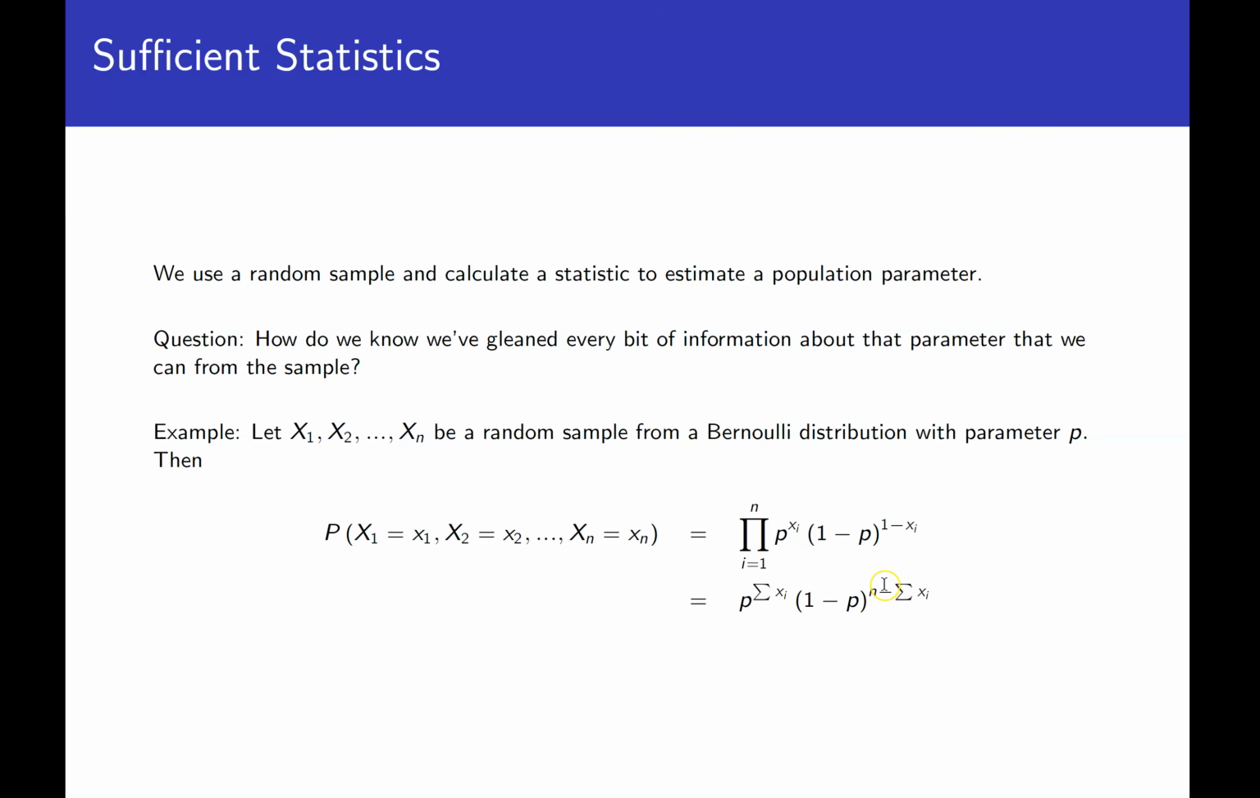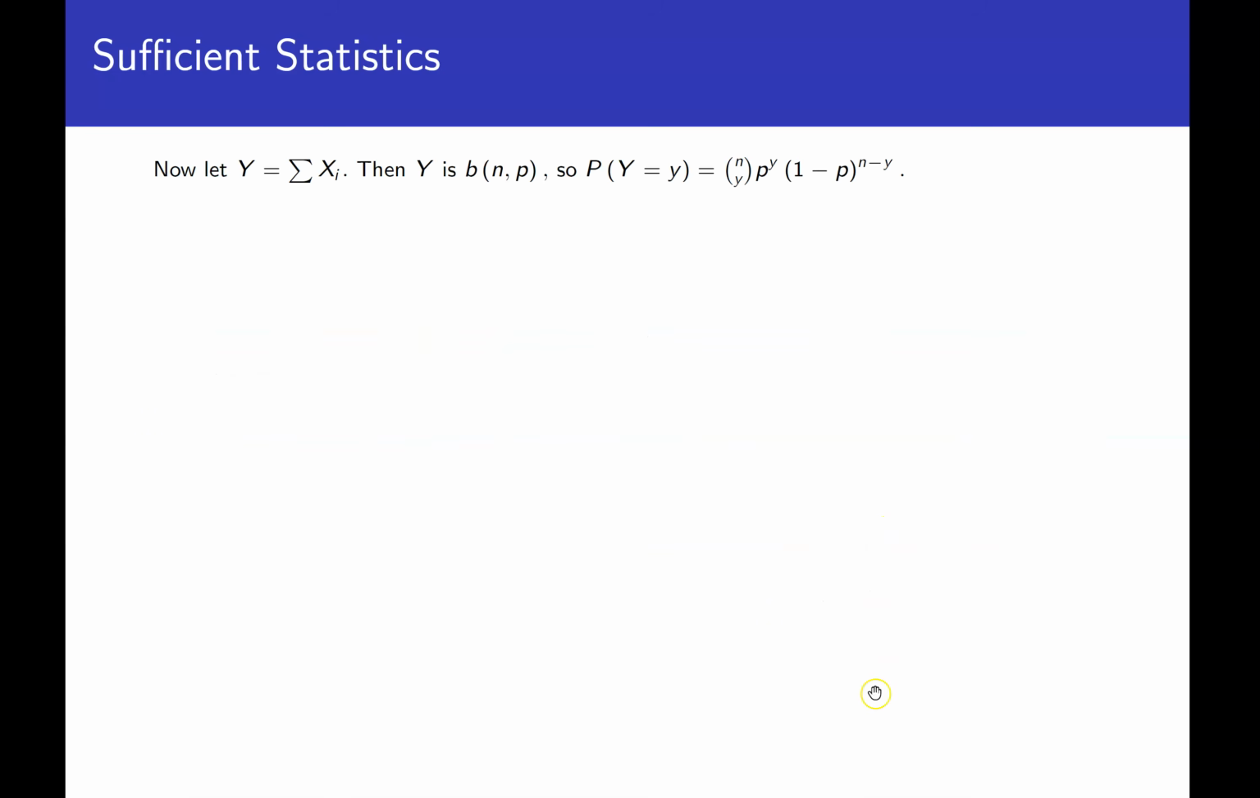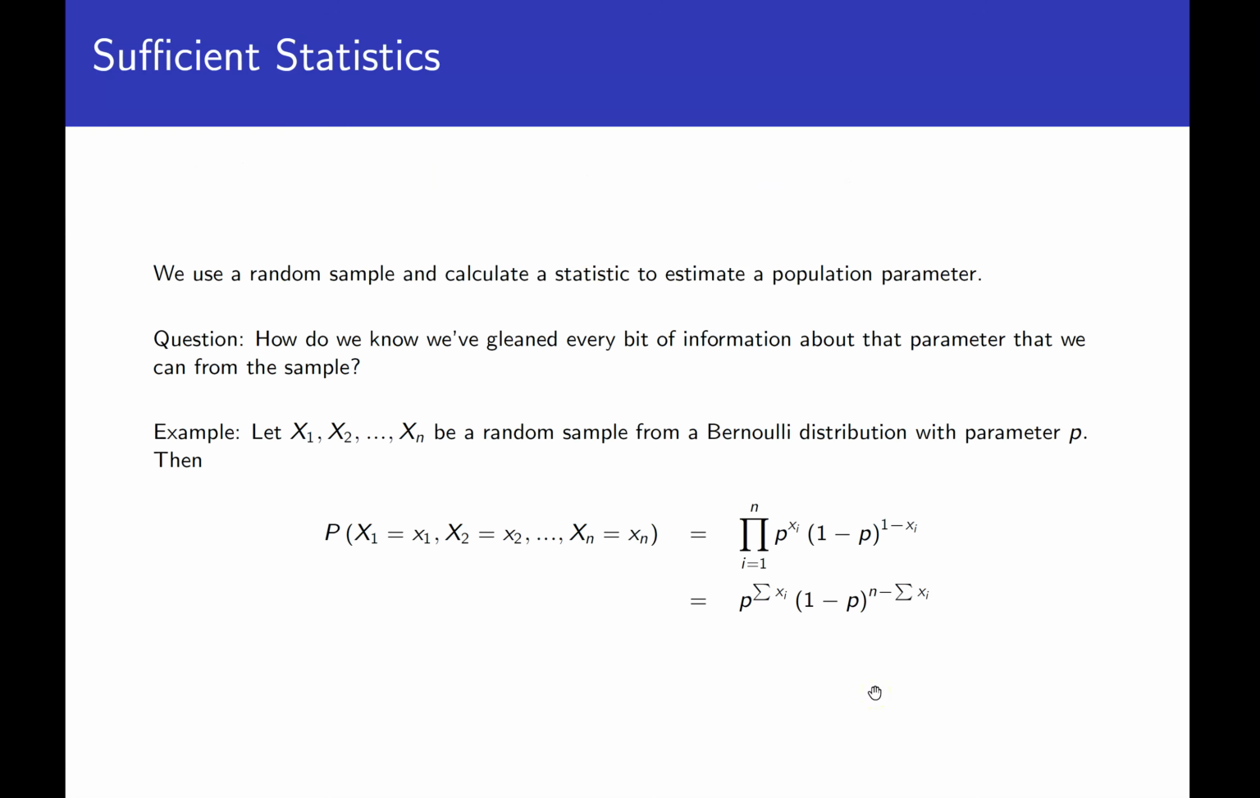Now, using our law of exponents, when I multiply these p to the xi's together, I'm going to add the x sub i's together. When I multiply the 1 minus p's all together, I get n here, and then minus the sum of the x sub i's. So notice that in the exponents here, I see the sum of the individual x sub i's.